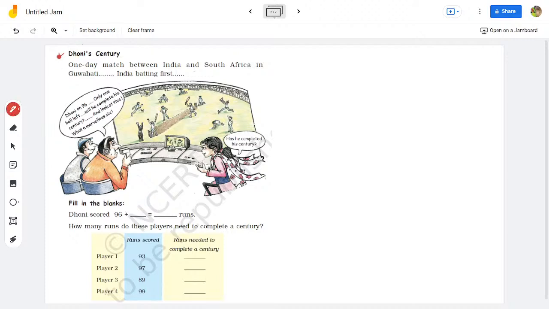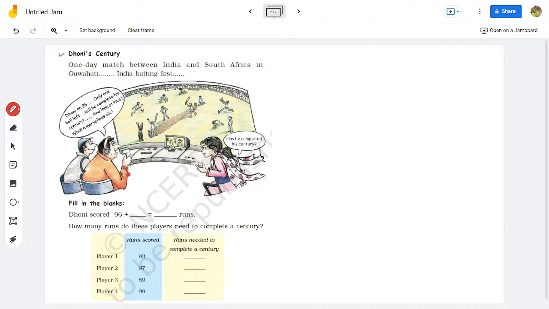Dhoni's century. One day, a match between India and South Africa in Guwahati, India batting first. Dhoni on 96, only one ball left. Will he complete his century? And look at this. What a marvelous 6.